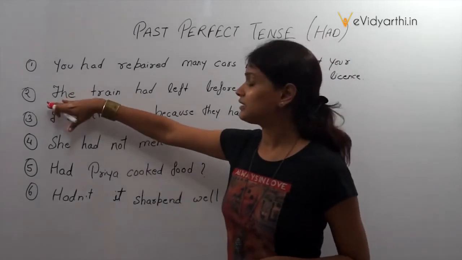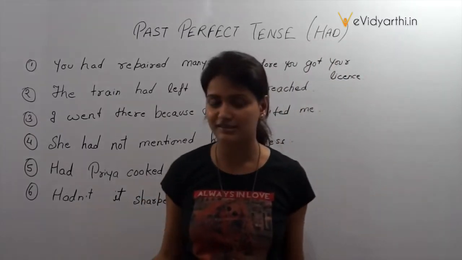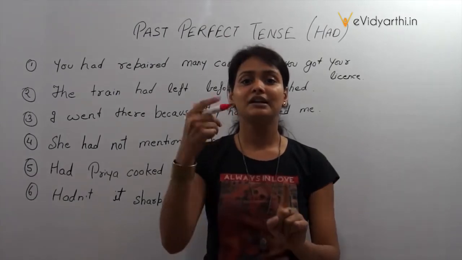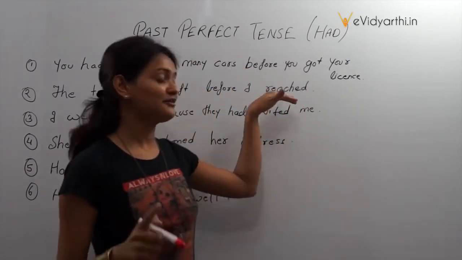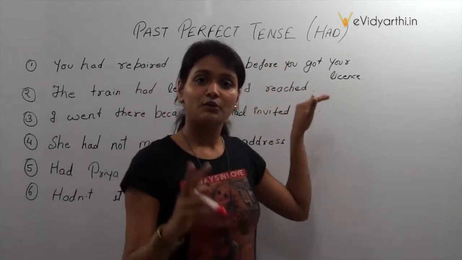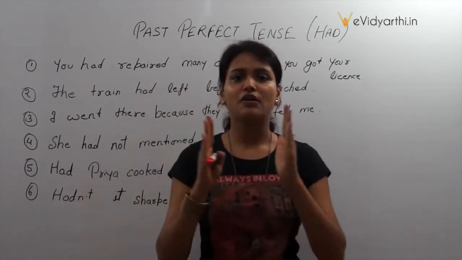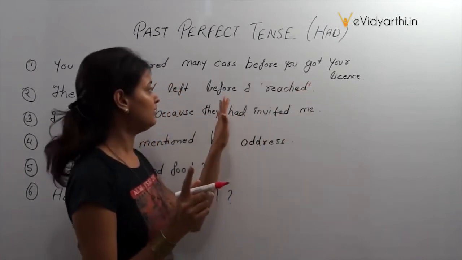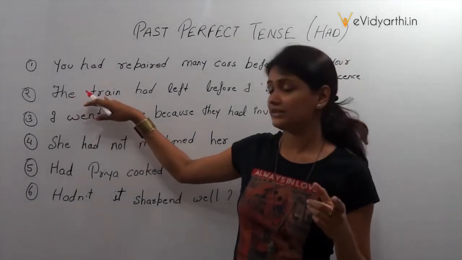Coming to next one, the train had left before I reached the station. Train had left before I reached the station. Which action happened first? Train का station से निकल जाना was the first action and I reached later. So when I reached later, that is the action 2. When it is the action second, that is identified like simple past or past continuous, because we are using second form of the verb along with the subject. Alright, so the first action was leaving the station by the train.